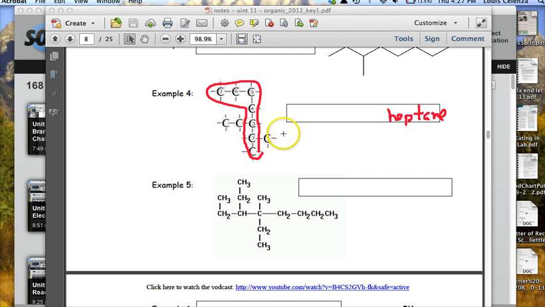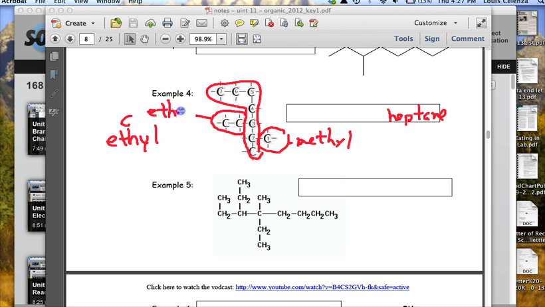Now my problem is I have a methyl branch here, right? So that's a methyl branch. But now I have a different branch here. This branch has 2 carbons in it. So that's based on, if you look at the reference tables, 2 carbons is based on ethane, and you change the ending to YL. So this is an ethyl branch. So I have to include both of these branches in the name of this compound.